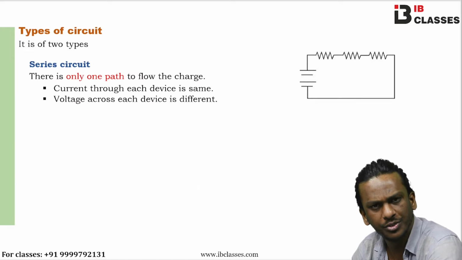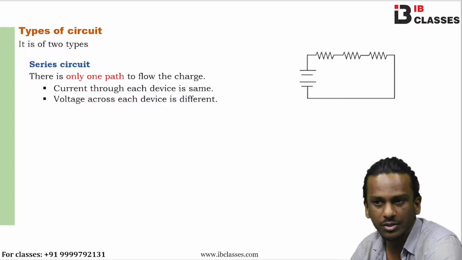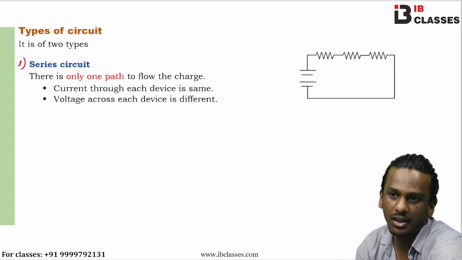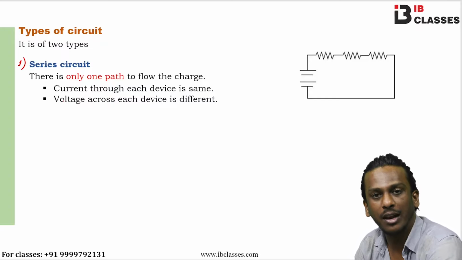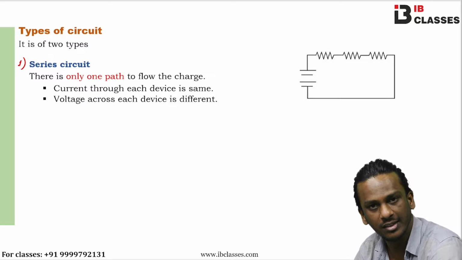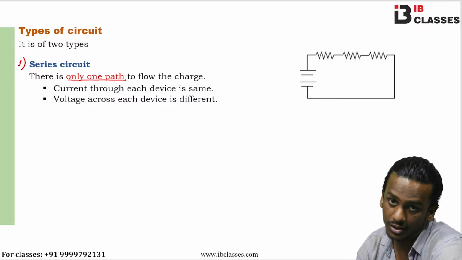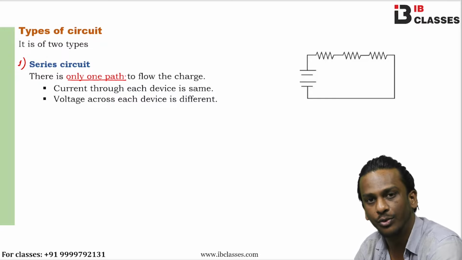Now the types of circuit. There are two types of circuits found: the first one is the series circuit and the second one is the parallel circuit. First of all, we are going to understand the series circuit. In the series circuit, there is only one path through which electrons can flow.